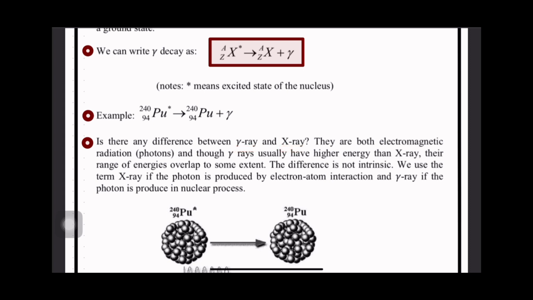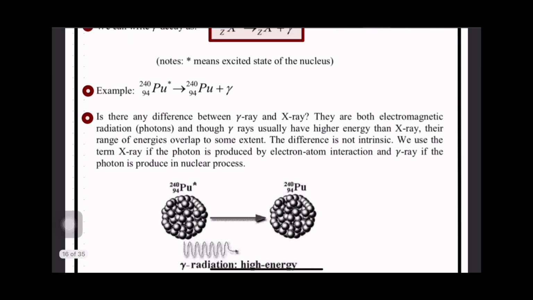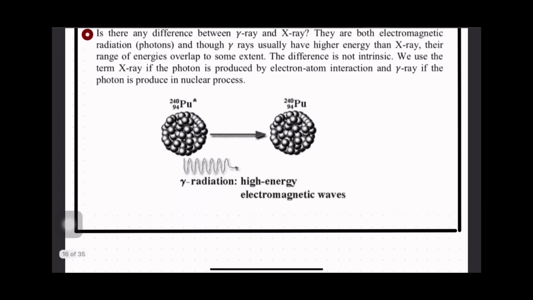They are both electromagnetic radiation photons, though gamma rays usually have higher energy than X-rays. The range of energy overlaps to some extent, so the difference is not in energy. When we use the term X-ray, the photon is produced by electron-atom interaction, and a gamma ray is a photon produced in a nuclear process. It is just a different process. So remember, for gamma decay, it is the excited state of the nucleus decaying into a more stable nucleus.